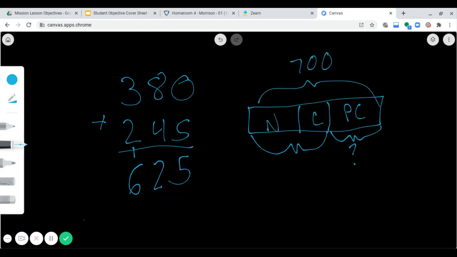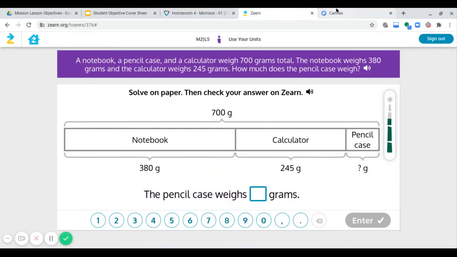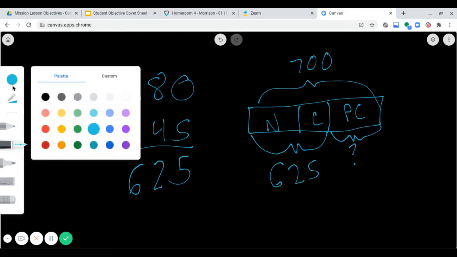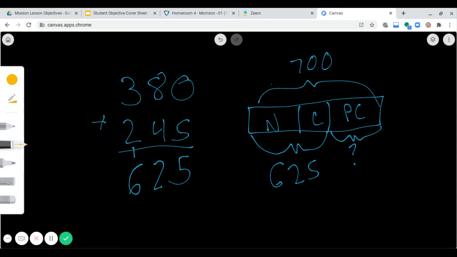625. And then I went ahead and drew a little tape diagram here. So I just copied essentially what they had here. And I know, again, those two together were 700. When I added the notebook and the calculator, I got 625. So those two together are 625. Now, what I've basically done is turn those two pieces into one piece. Because I know the total, and I know two of the three pieces, I would need to find this missing piece. So I would solve that by subtracting. So I take my total, and then I subtract those two pieces which I've already combined to figure out the third piece. So let's do that.